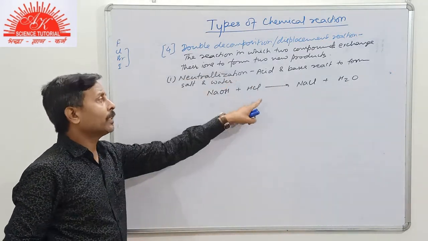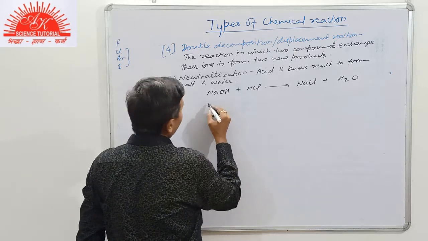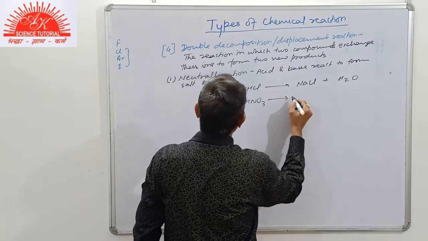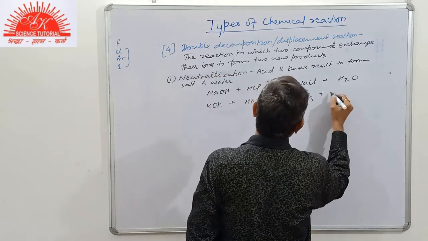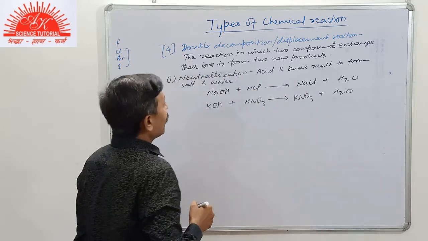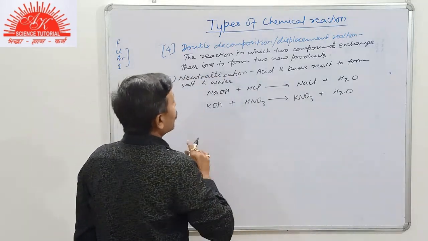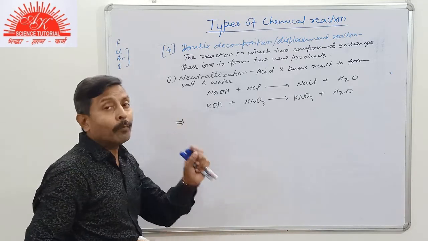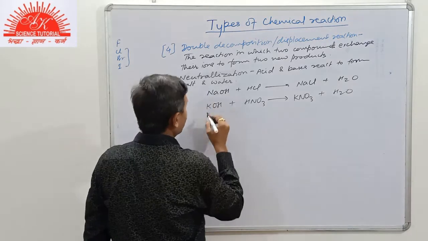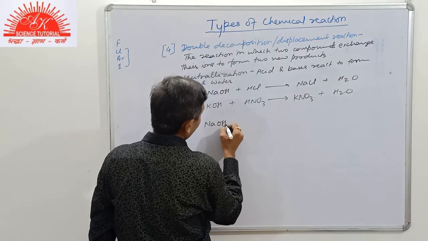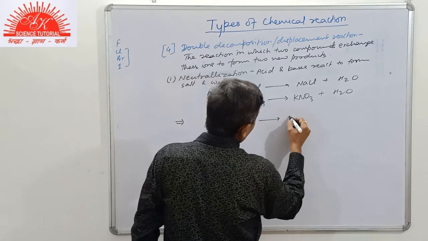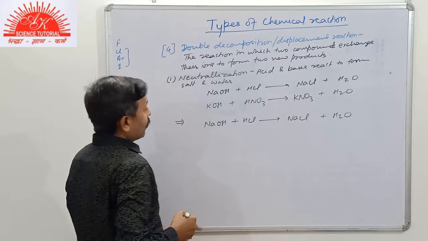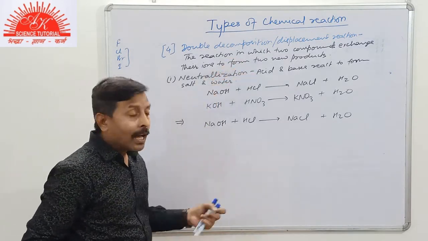Now, all types of neutralization reactions. Suppose we take another one, KOH plus HNO3, it gives KNO3 plus H2O. Now here, student, again we see, whatever may be the type of neutralization reaction, what is a common feature of it? Suppose we take the first example, NaOH plus HCl gives NaCl plus H2O. Now we have just written it by exchanging their ions.